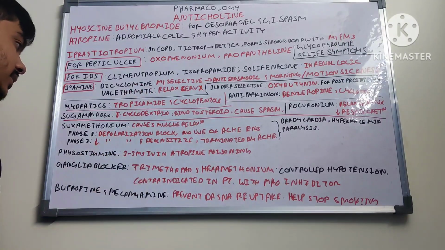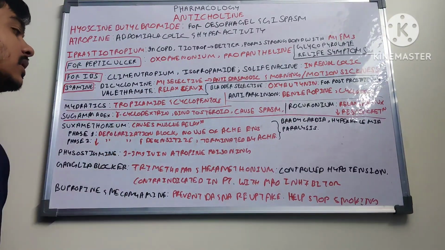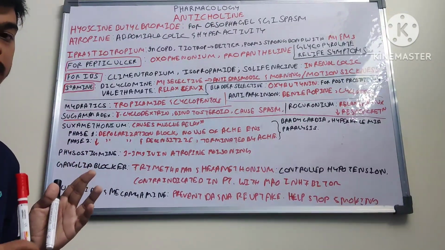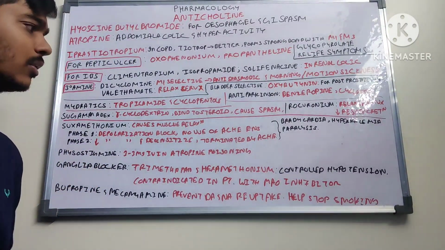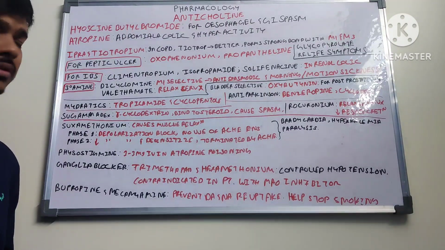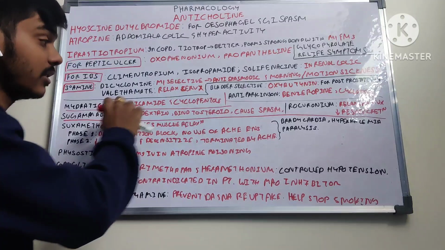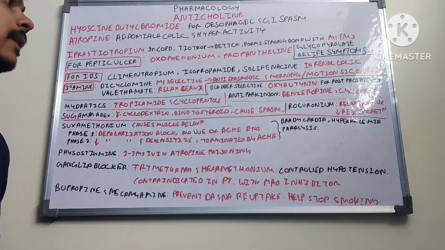Next is Sugammadex. It is a gamma cyclodextrin. It binds to steroid drugs. It binds to the steroids, right? All the steroidal compounds, like glucocorticoids, mineralocorticoids, testosterone, estrogen, they are all steroids in our body. It binds to the steroids, and this drug causes spasm, right?